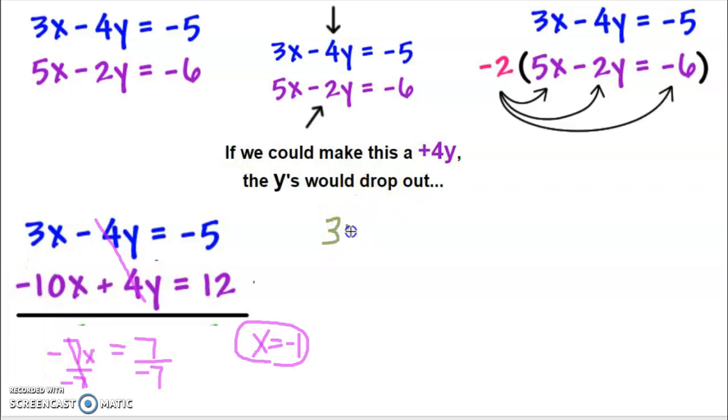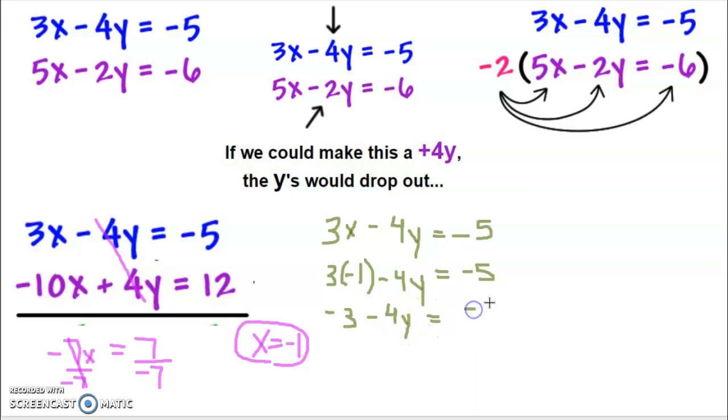I have 3x minus 4y equals negative 5. I substitute the x value in. So now I have 3 times negative 1 minus 4y equals negative 5. Now I'm hoping you are checking your work. I'm hoping your work is the same as this. 3 times negative 1 is negative 3 minus 4y equals negative 5.